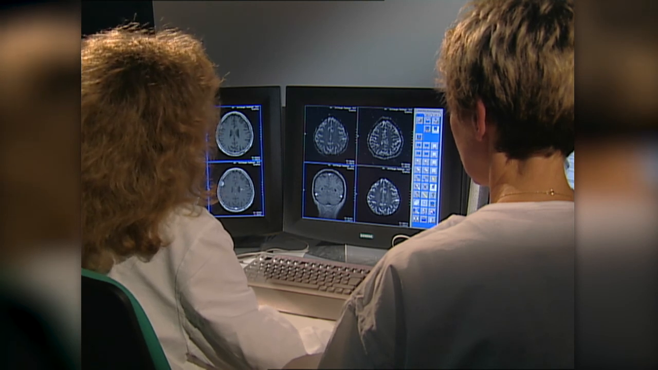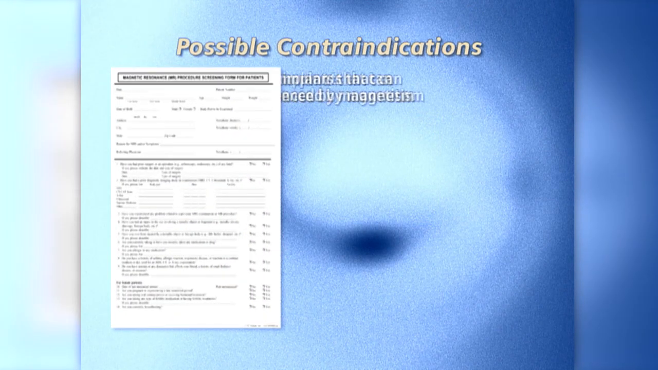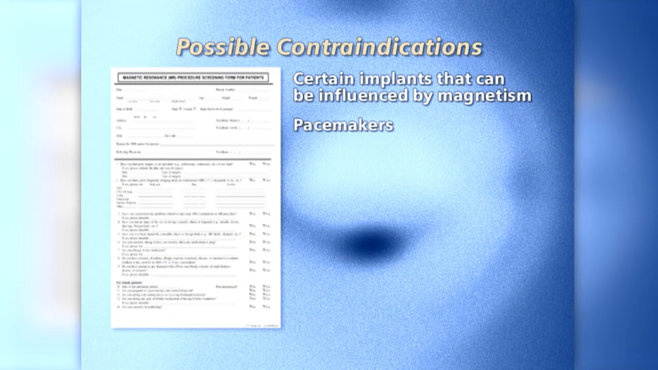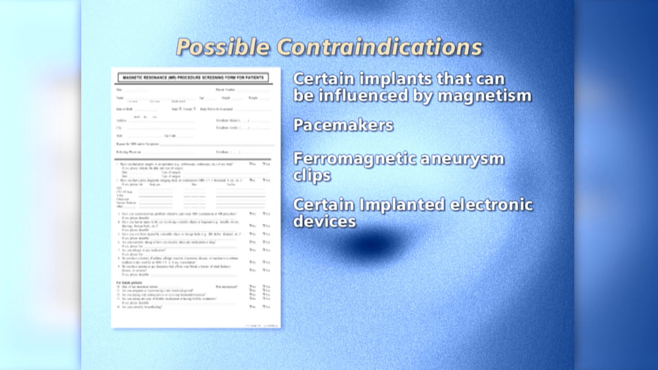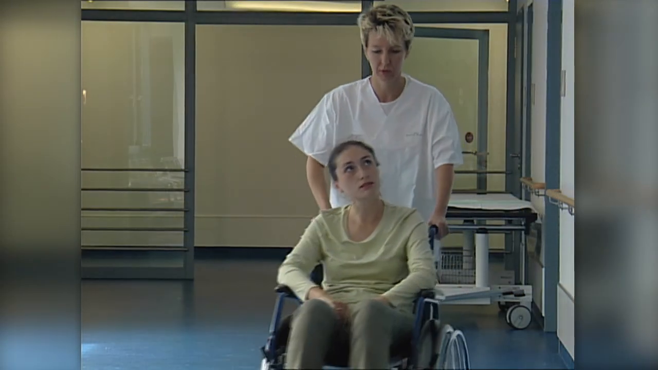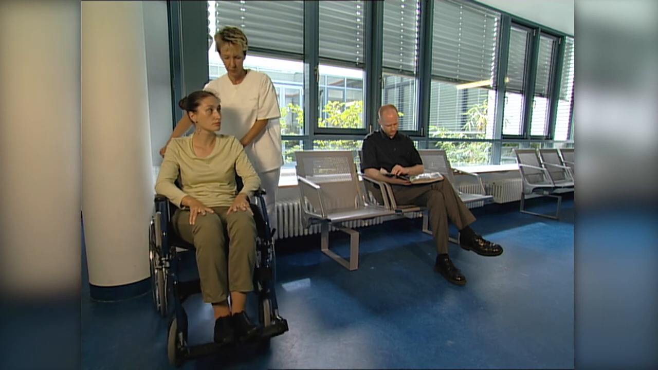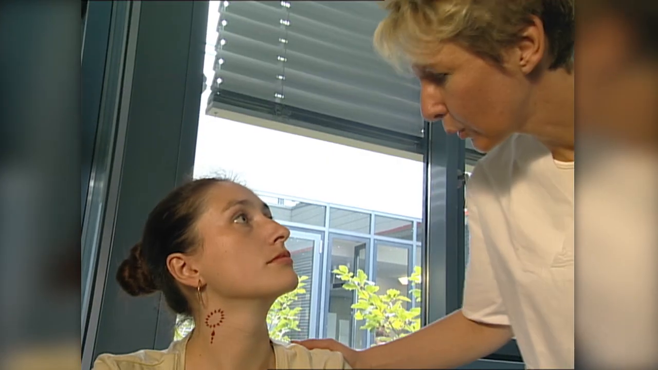Pay attention that MR examination may be contraindicated for patients with the following characteristics. Patients with certain implants, for example, pacemakers, ferromagnetic aneurysm clips, certain implanted electronic devices, certain electronic neurostimulators, cochlea implants and other hearing systems. Patients who do not know what type of implant or foreign object is in their body must undergo an X-ray or CT exam prior to the MR exam. Only after the physician has precluded all risk for the patient may the patient enter the examination room.